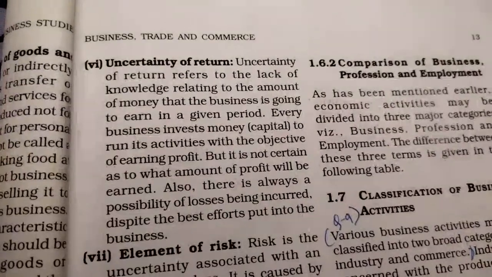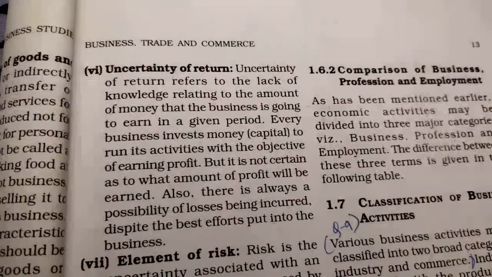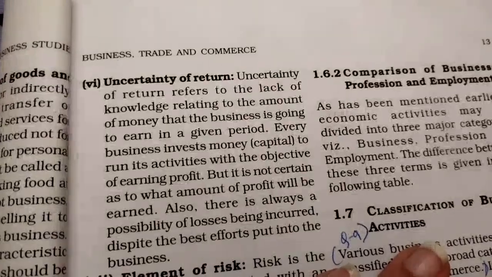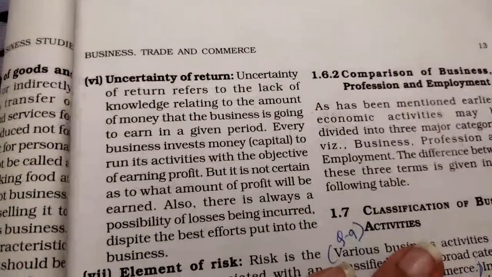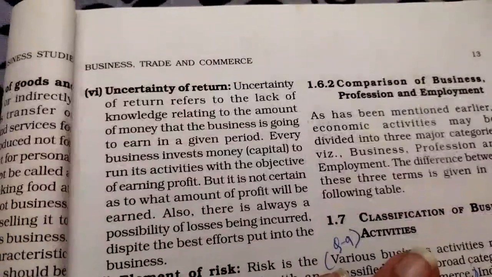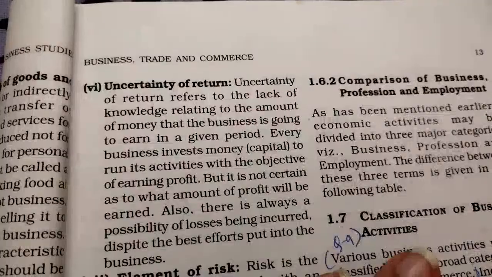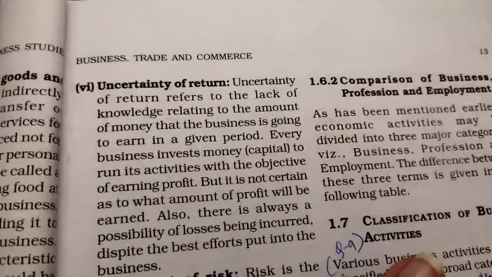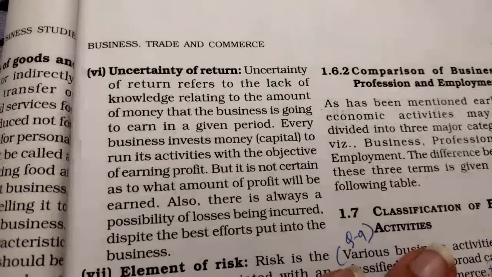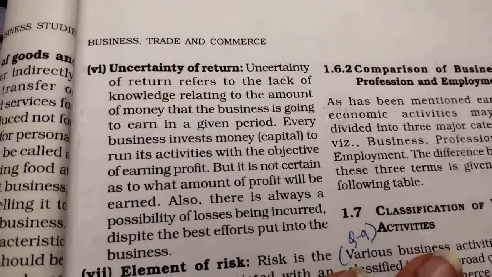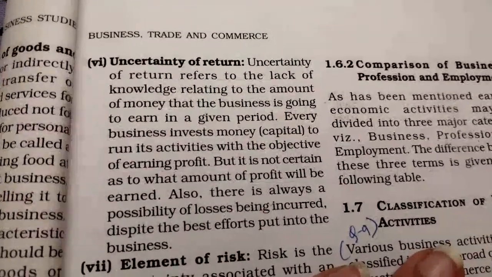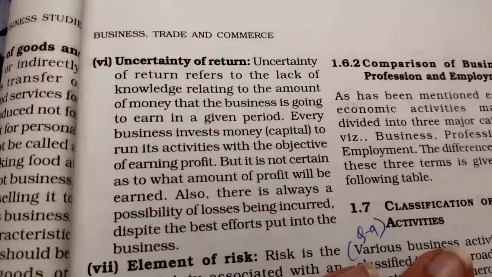Now, talking about the sixth point, uncertainty of returns. We don't know what will happen to the business after some years, or after some months, or even a day, because uncertainty of return refers to the lack of knowledge relating to the amount of money that the business is going to earn in a given period. We never know what amount of profit will be earned in the coming years. Also, there is always a possibility of losses being incurred despite the best efforts put into the business. So there is always uncertainty in business.